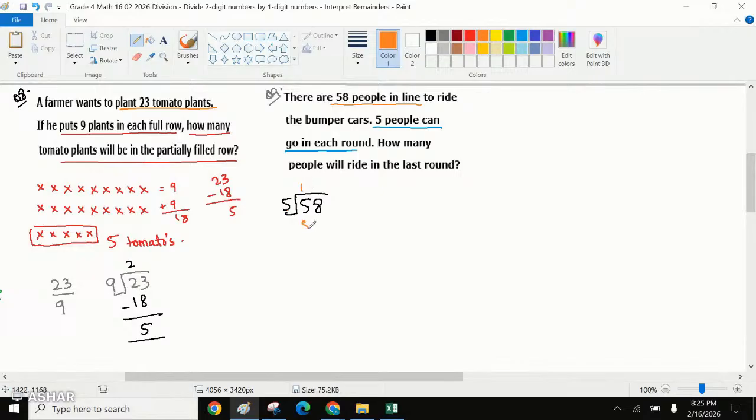5 times 1 is 5. We are left with 0. We bring down the 8. 5 times 1 is 5 because 5 times 2 would be 10. And we are left with 3 at the end. That means, how many people will ride in the last round? That is the remainder. 3 people will ride in the last round. Agreed?